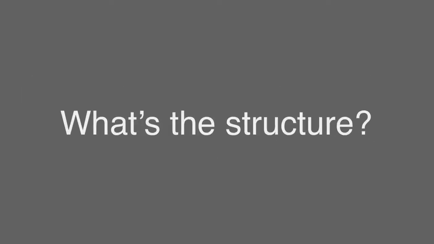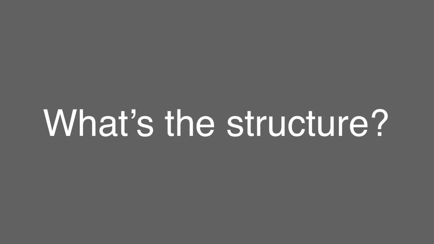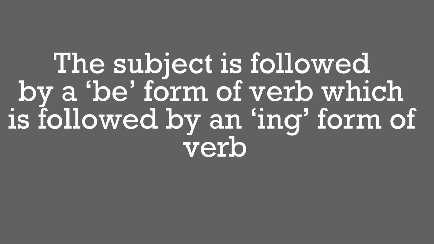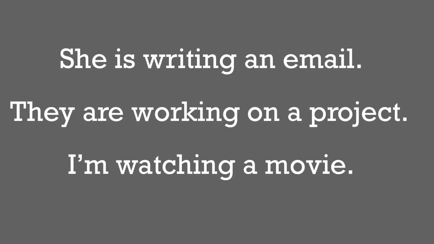So what's the structure? Well, in this, the subject is followed by a be form of verb, which is followed by an ing form of verb. Let's look at some examples. She is writing an email. They are working on a project. I'm watching a movie.